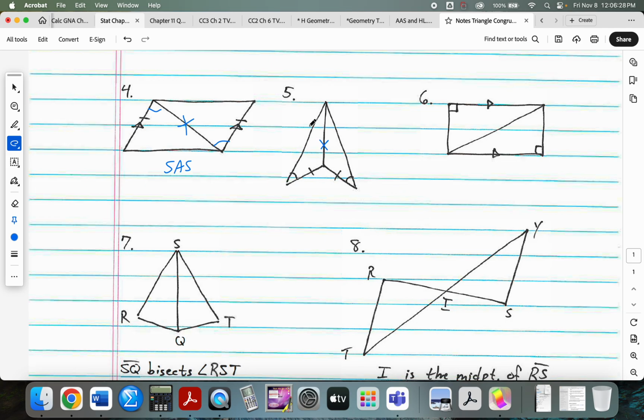So, in this triangle, how many angles are marked? 1. And how many sides? 1. Oh, 2. Is the angle in between the two sides? No. So it's not side angle side. And there's no such thing as side side angle. This is none. None is always a possibility on these.